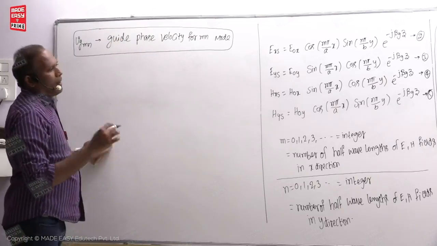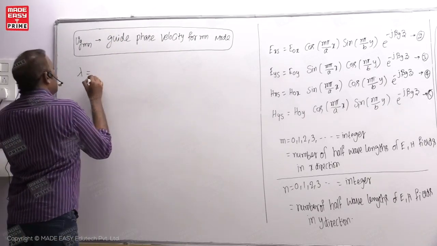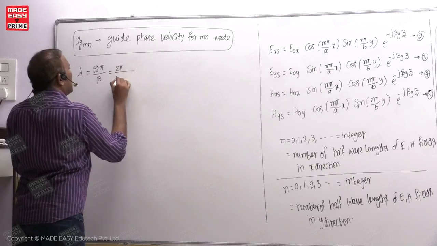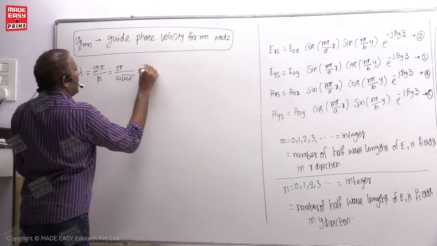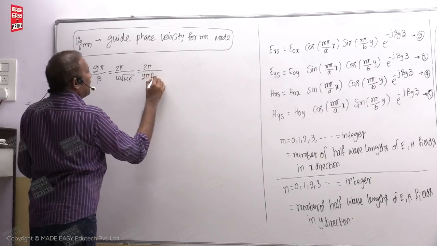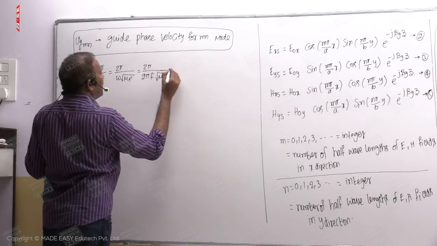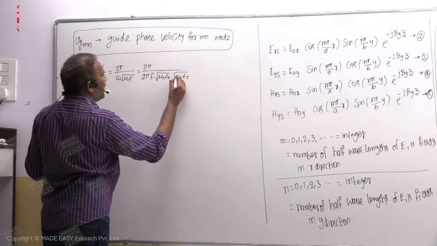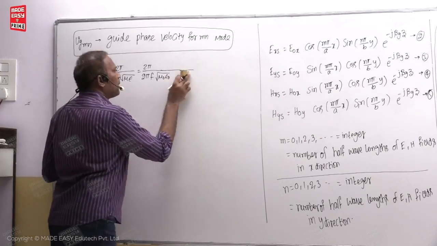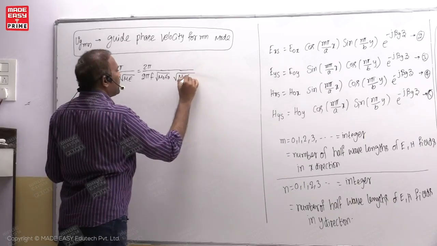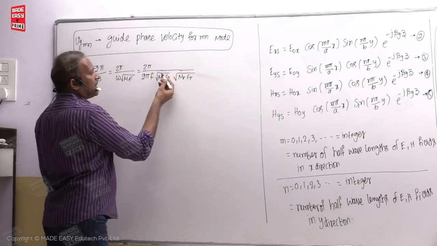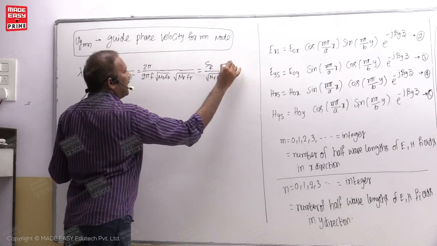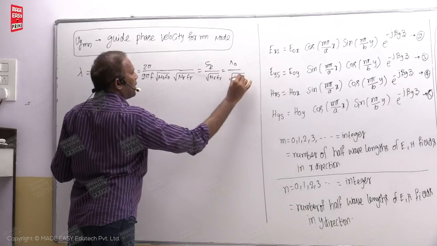Next, lambda formula. In the uniform plane wave, lambda is equal to 2 pi by beta, that is 2 pi by omega root mu epsilon, 2 pi divided by 2 pi f root mu naught epsilon naught and root mu r epsilon r. The 2 pi cancels. This is C by f, that means C by f divided by root mu r epsilon r. That is called lambda naught, so lambda naught by root mu r epsilon r.